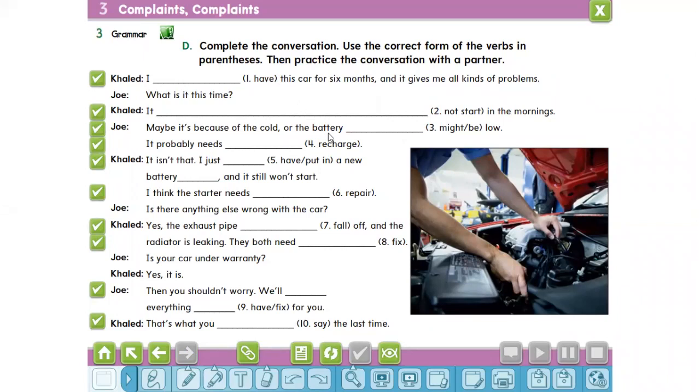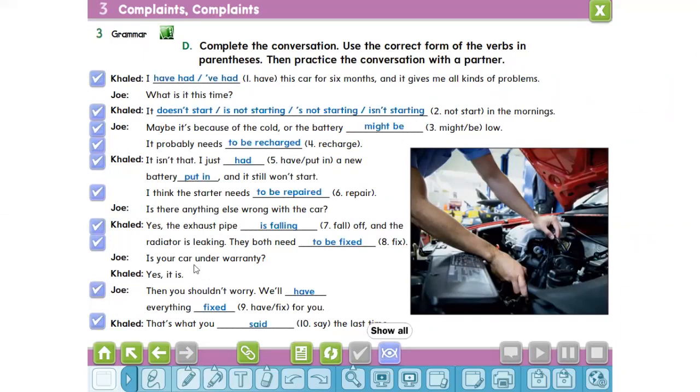Okay, let's see the answers. The first statement, said by Khalid: I have had this car for 6 months and it gives me all kinds of problems. Because we have a keyword here, which is for, this tense is present perfect. It has a link to the present moment.